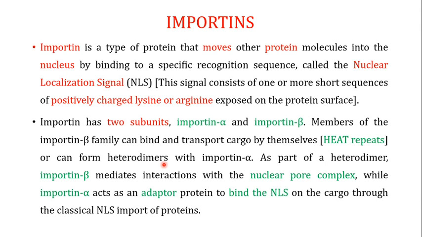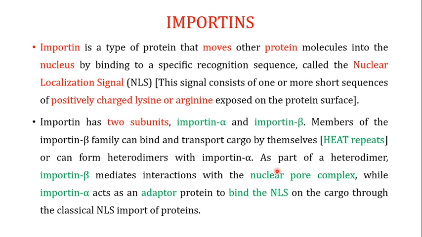The Importin-β forms a heterodimer with the Importin-α because the Importin-α cannot transfer the proteins from the cytoplasm into the nucleus by themselves. The reason the Importin-α cannot do this is because the Importin-α does not have these HEAT repeats. So when the Importin-α is involved in the transport of the cargo from the cytoplasm into the nucleus of the cell, it will be interacting with the Importin-β, because the Importin-α lacks the HEAT repeats.